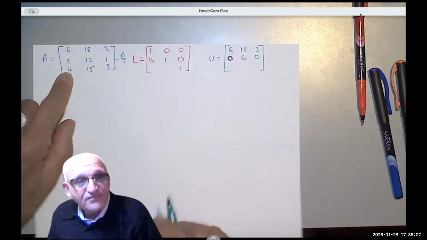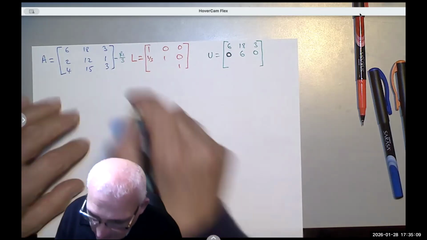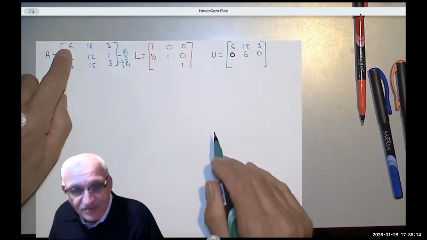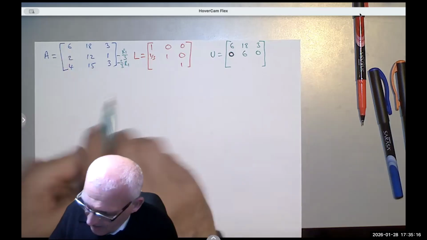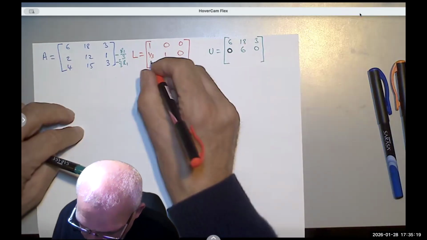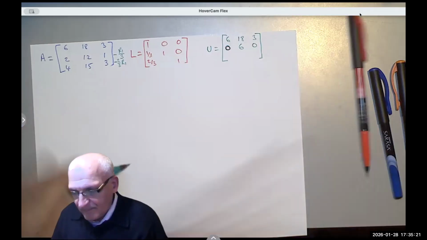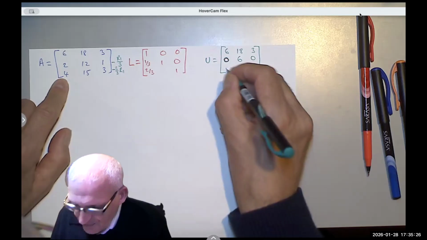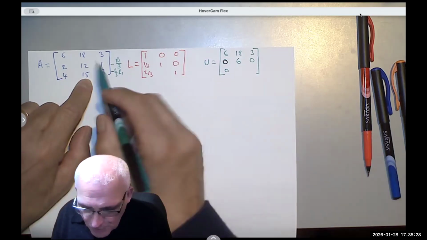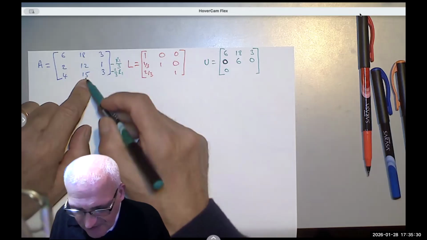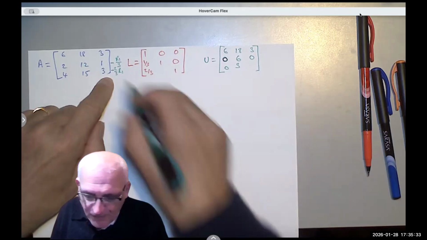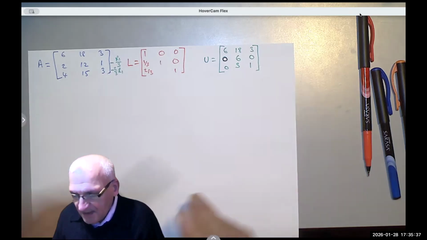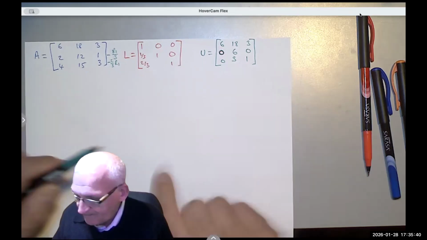Now, to get rid of the 4, I need to subtract 2/3 of R1, right? Because 2/3 of that is 4. So here I'm going to come here and say 2/3. And I say 4 minus 2/3 of 6. We pick that to be 0. 2/3 of 18 is 12. So 15 minus 12 is 3. 2/3 of 3 is 2. And 3 minus 2 is 1. So now I'm done except for this 3.